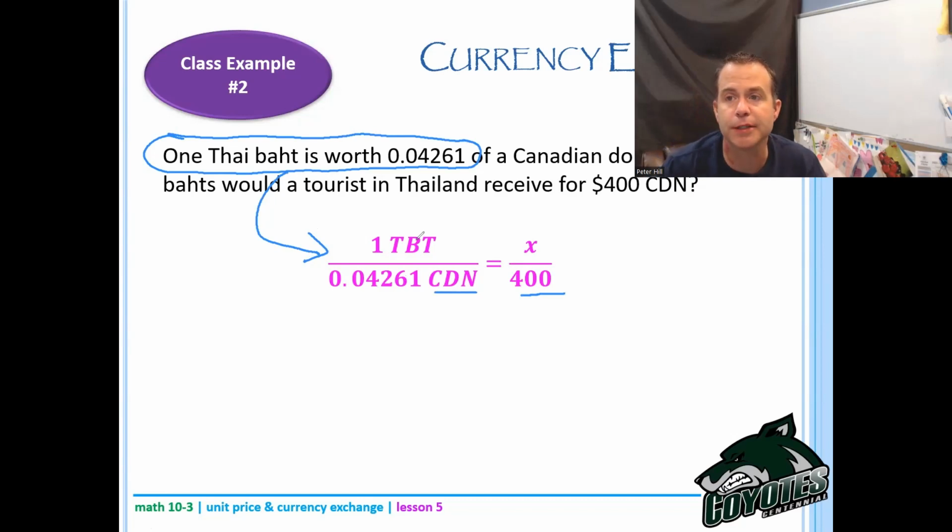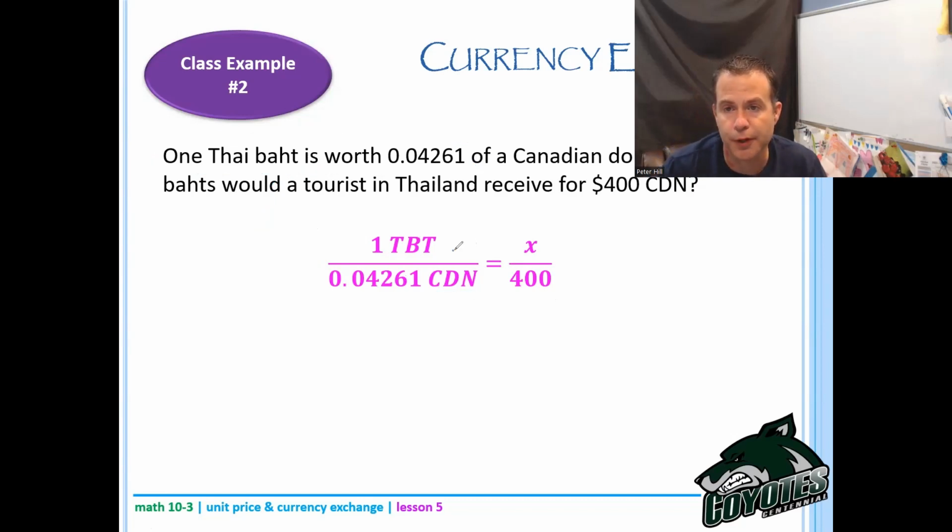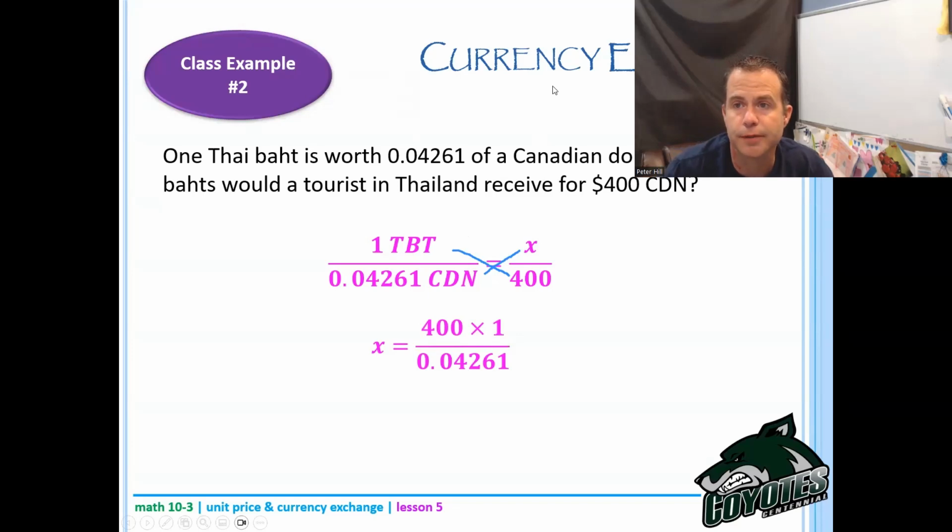Okay, now I'm ready to do the cross multiplication. So I'm going to go 400 times 1, and then that's going to equal 0.04261x when I go that way. So then I'll have to divide both sides by 0.04261. Okay, so I've got 400 times 1, and I divide it by 0.04261. I just did all that in one step for us. Okay, and then that's going to give us 9,384.47 Thai bahts.